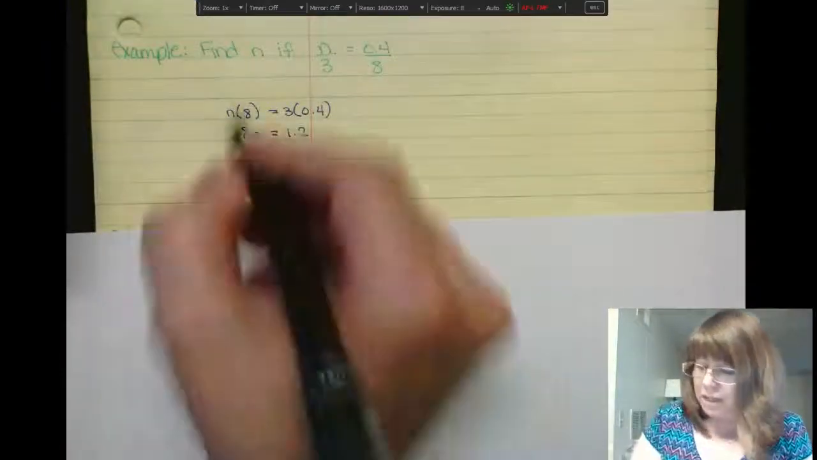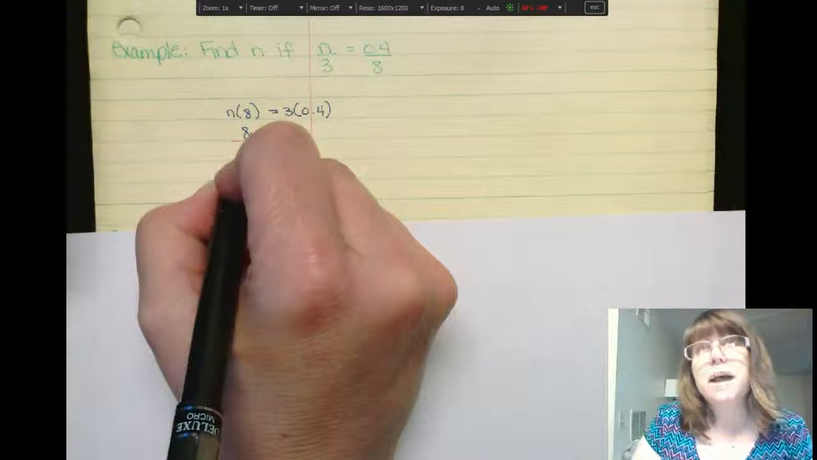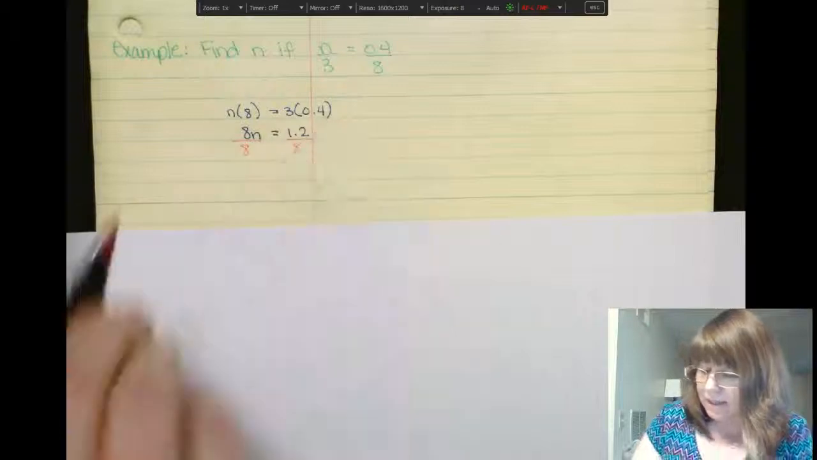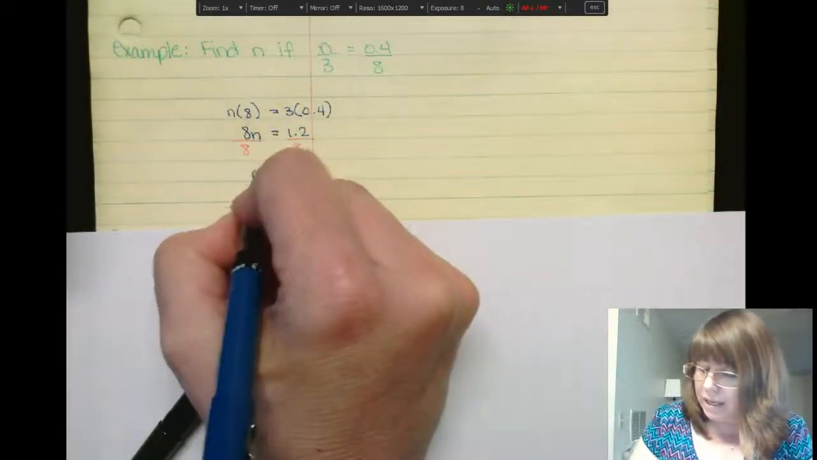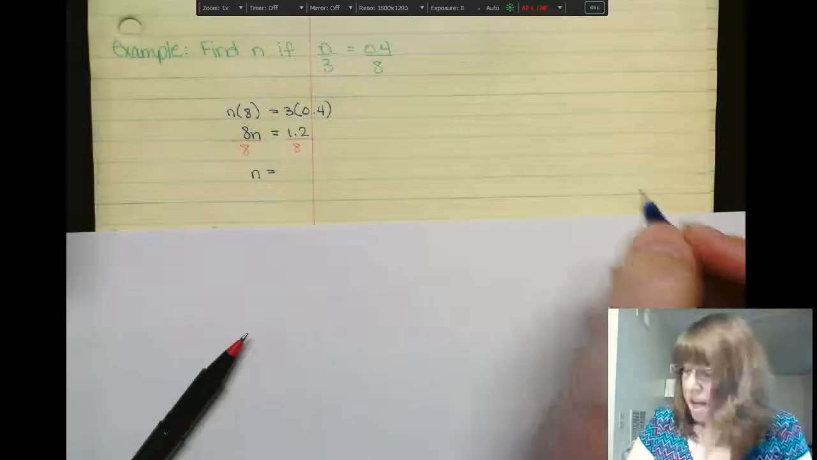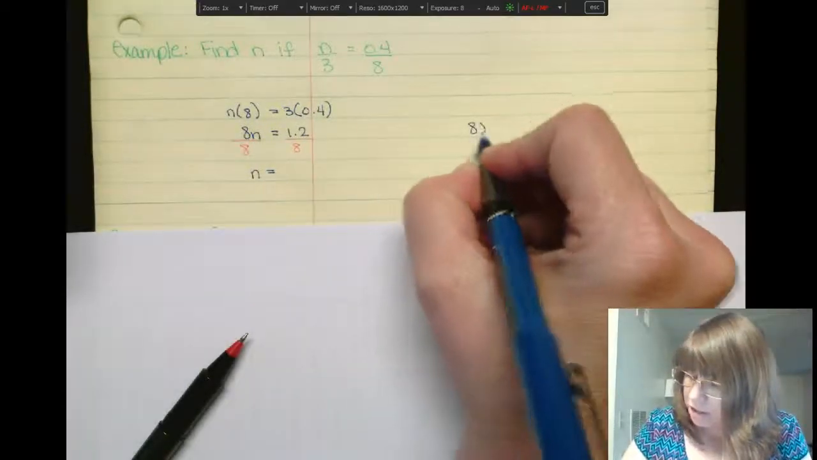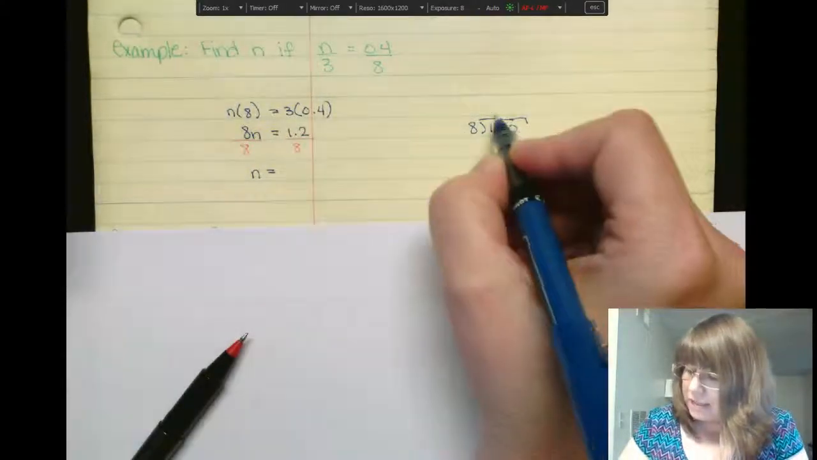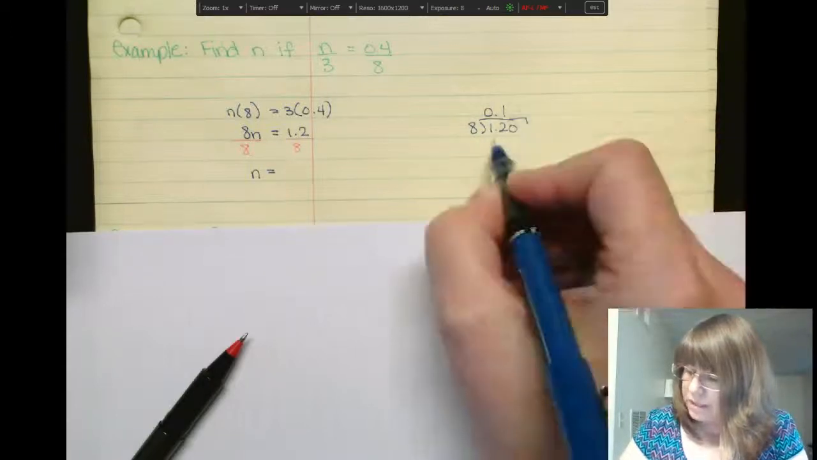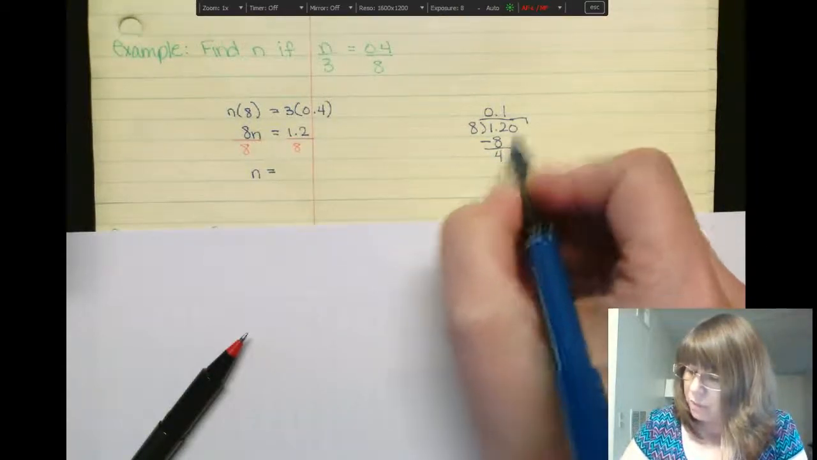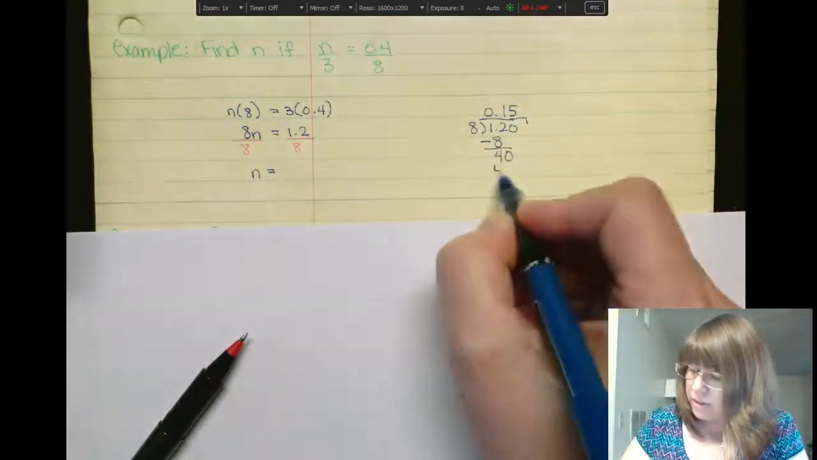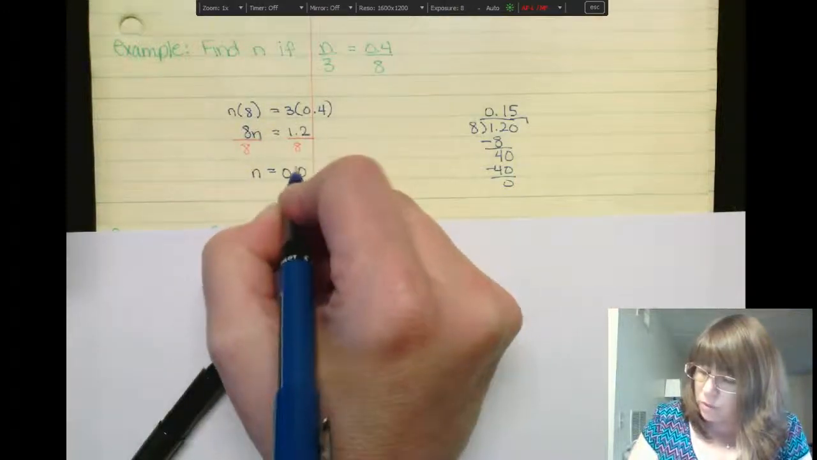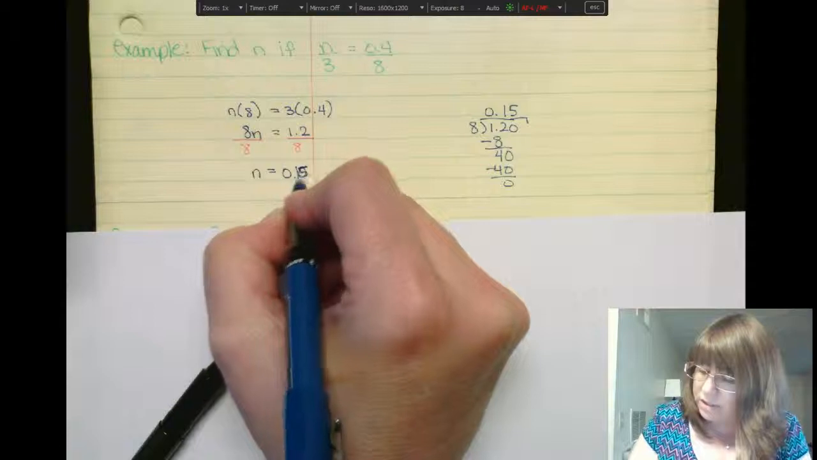Now, I need to use my multiplication property of equality. Divide by 8. So n will equal, off the top of my head, I'm not sure, so I'm going to come over here and do the math over here. 8 doesn't go into 1, but it does go into 12 one time. Bring down the 0. 40. Alright, so n equals 0.15.